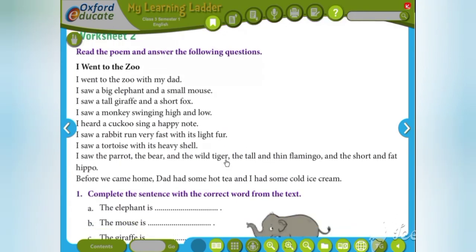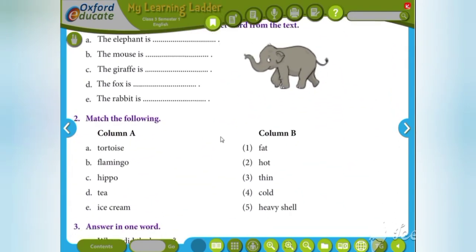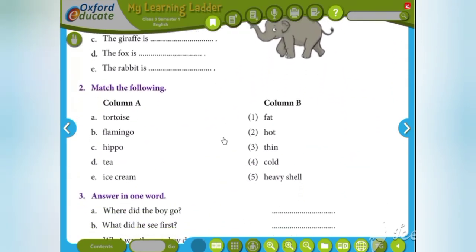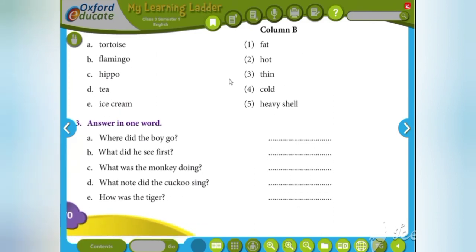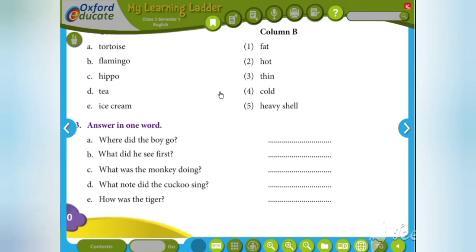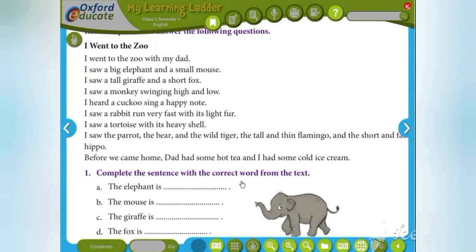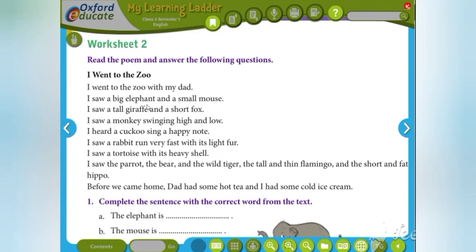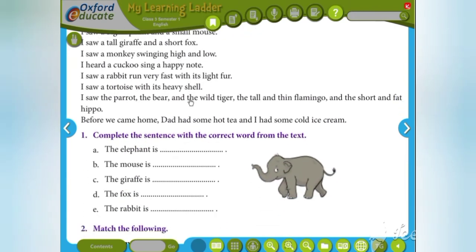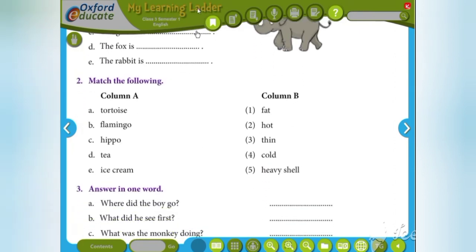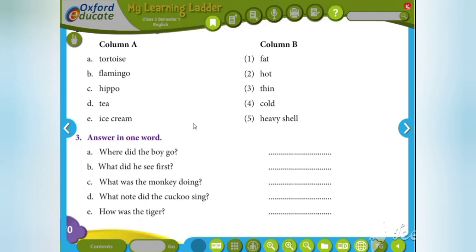And the next question, what did he see first? So what did he see first? Look at the poem. What did he see? I saw a big elephant. First he saw a big elephant. So what is the answer? Big elephant. Okay, so this is how you have to see and mark the answers.